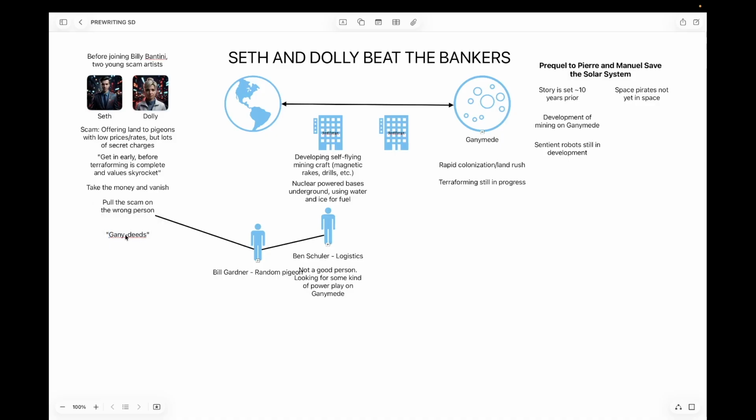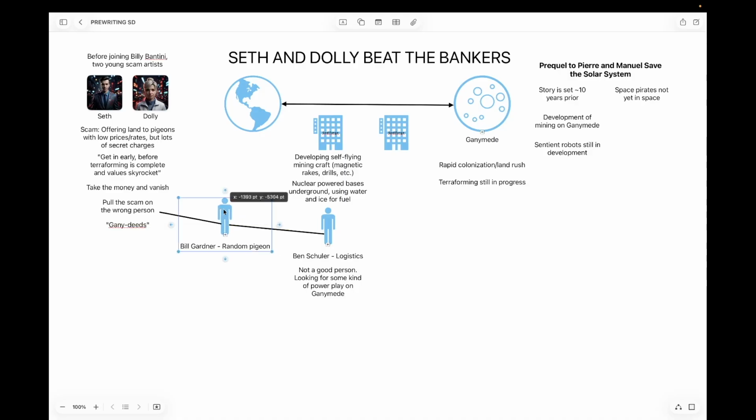You could say that maybe they're selling to business people too. Maybe they're selling bits of land from Ganymede that don't really exist, that are completely phony, but people who don't know better could fall for that. There's a scam that could work. And Bill Gardner could be some kind of, I don't know, what could he be? We'll say he's a doctor or something. Pigeon, doctor, speculator. Not too bright, in other words. Doesn't know what he's getting himself into.